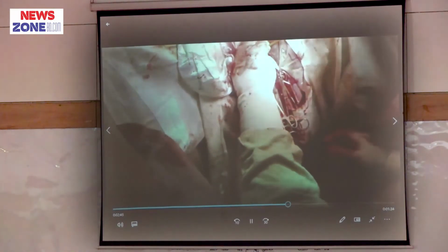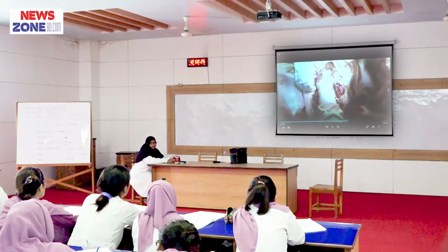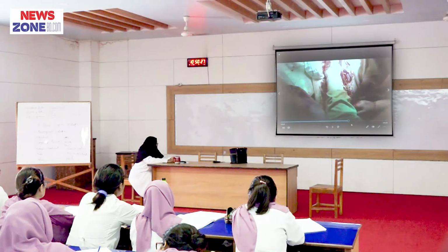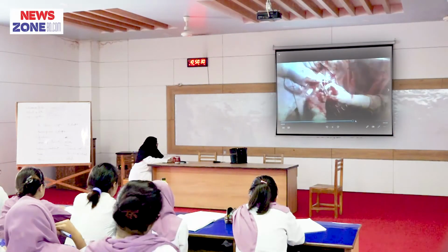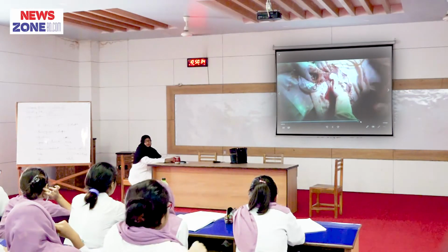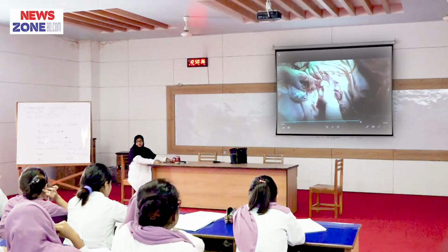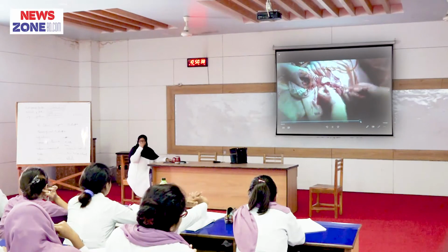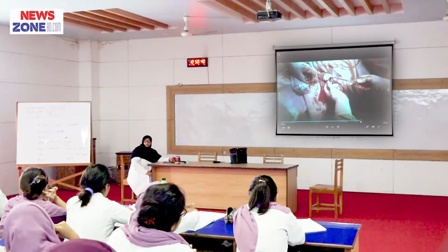What is this? Urinary Foley catheter. We put in the Foley catheter. Where are we putting it? Through the urethra into the bladder. Why do we keep the catheter? Why do we put the catheter? We want to rest the bladder.